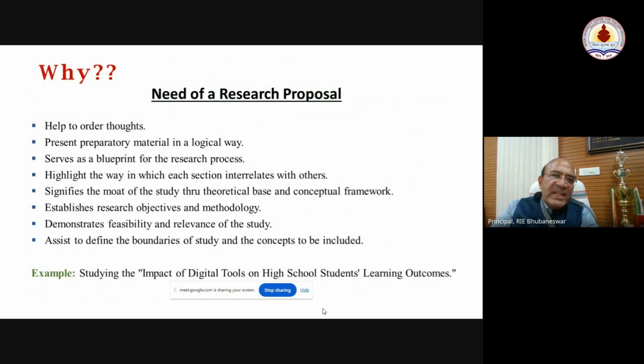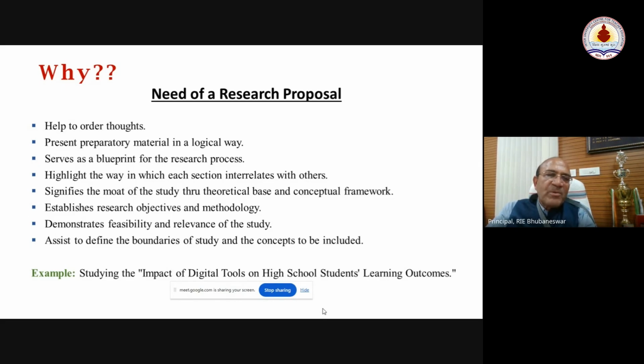So why is a research proposal needed? It helps in ordering thoughts, in giving a sequence, in materializing or formulating a line of action. Then present preparatory material in a logical way. Since unless we are logical, again the outcome will be haphazard. So we have to have logical planning, and preparatory material should be presented in a logical way.